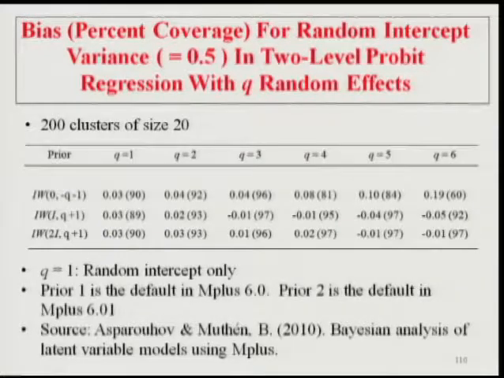And you may want to divide this table. You may want to draw a vertical line right here between 3 and 4, and say that to the left of the line we have bad results, to the right of the line, we have good results. Just to keep it simple. And why do I say that? Well, the true value of the random intercept variance is 0.5.